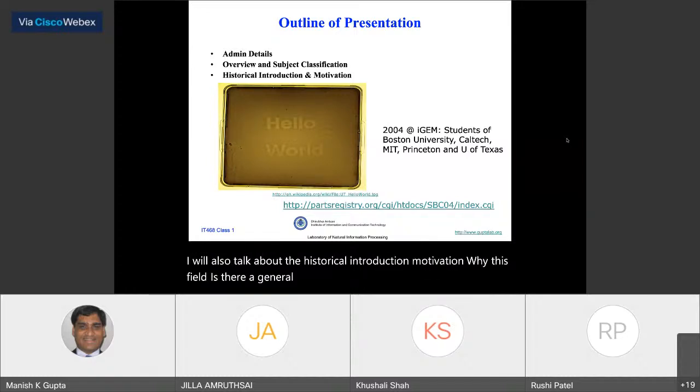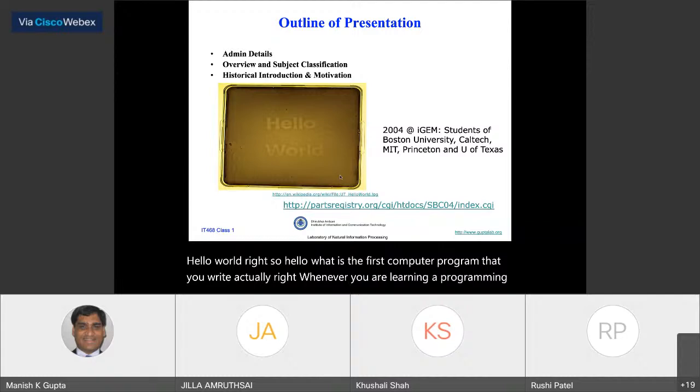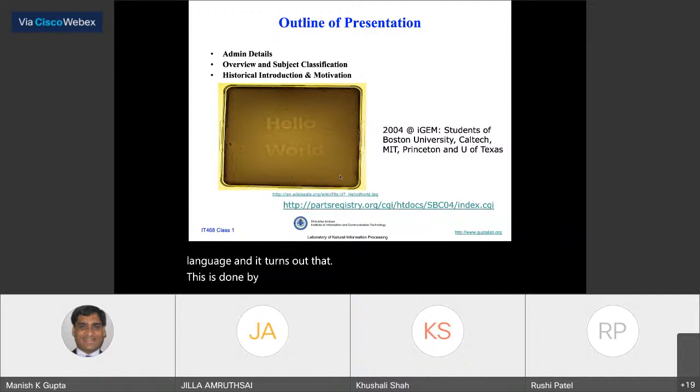And in fact, if you look at this picture here, what is written here? Can you read it? Anyone can read it for me? Hello world, right? So hello world is the first computer program that you write whenever you are learning a programming language. And it turns out that this was done by undergraduate students in 2004. They used real bacteria to write hello world. So it's kind of bacterial programming, right?